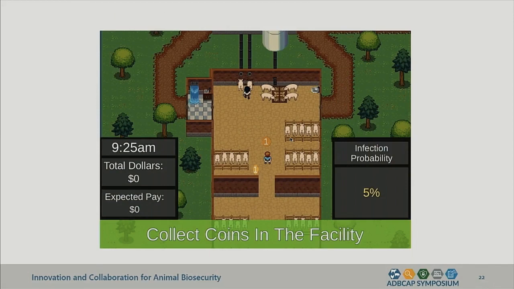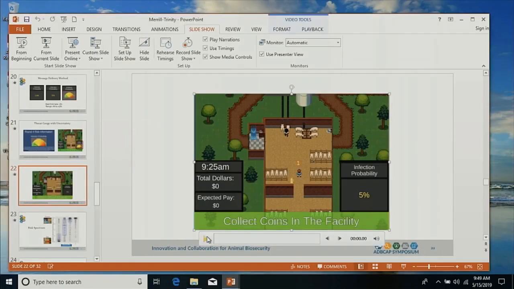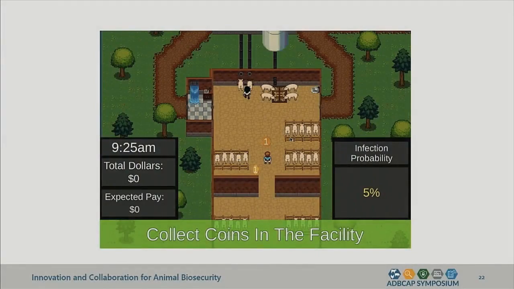So I think Luke here is going to cue up a video of what this actually looks like. So in this situation, we have a worker robot in the corner, and they have a chance to go out either the shower door or the emergency exit. So this is additional information that the worker, the participant, will get.